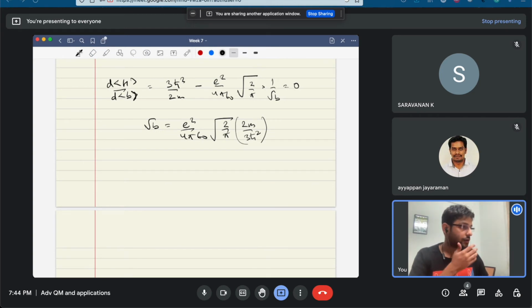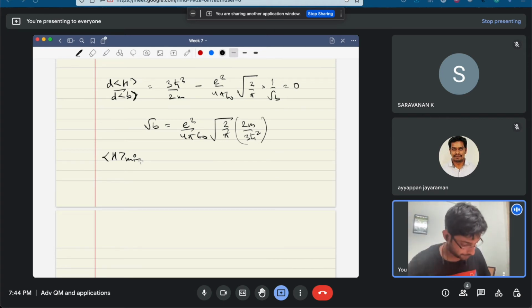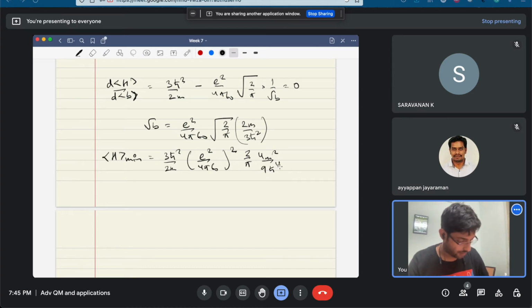And you can put them in your H minimum. You get 3h bar square by 2m by epsilon naught whole square, 2 by pi, 4m square by 9h bar to 4. Okay, some very complex terms.